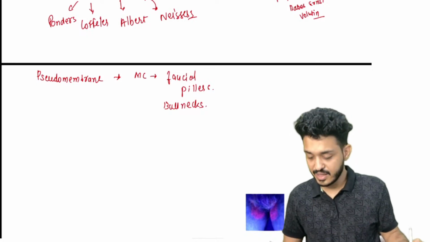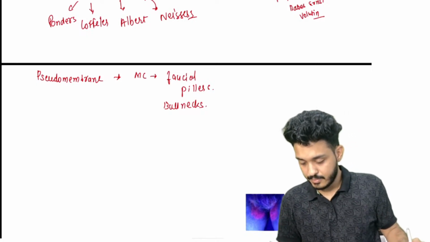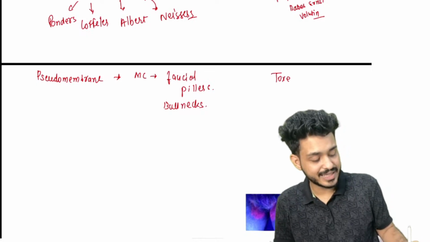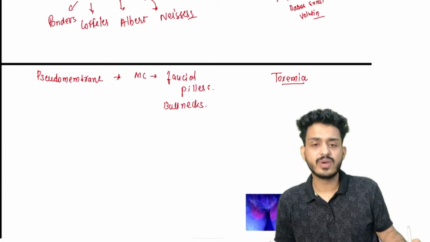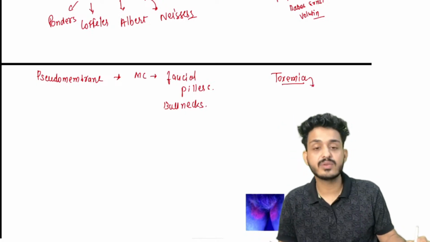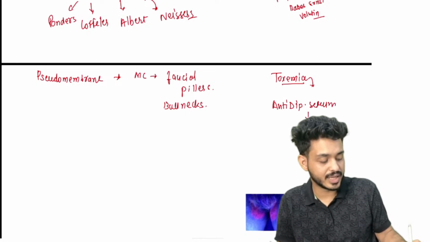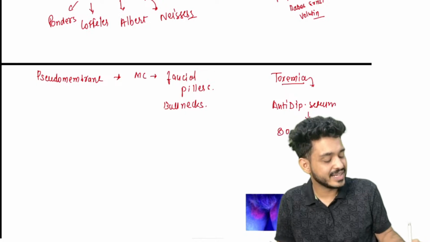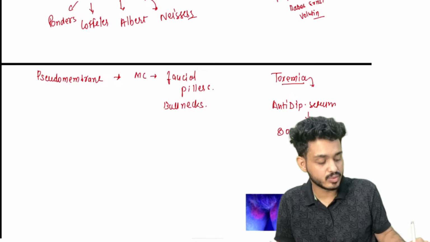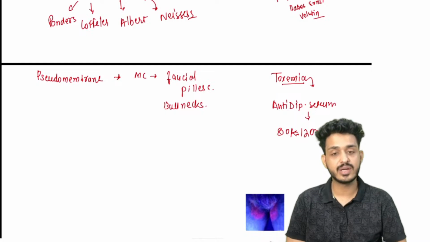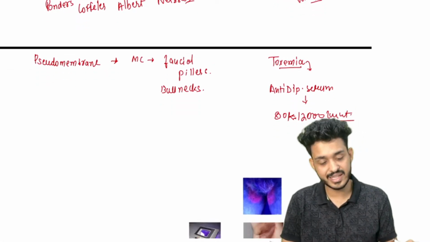Is it a toxemia? Very good, Meher. So yes, it is a toxemia. Whenever you have toxemia, you will be giving anti-diphtheric serum. And what is the dose that you can give? You can give 80,000 to 1,20,000 units. That is the dose you will be giving.